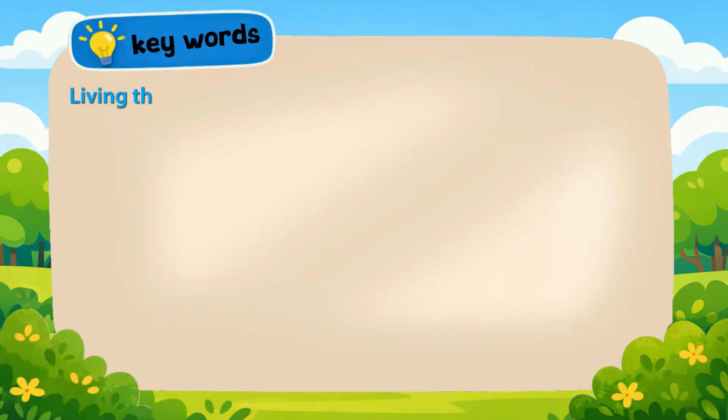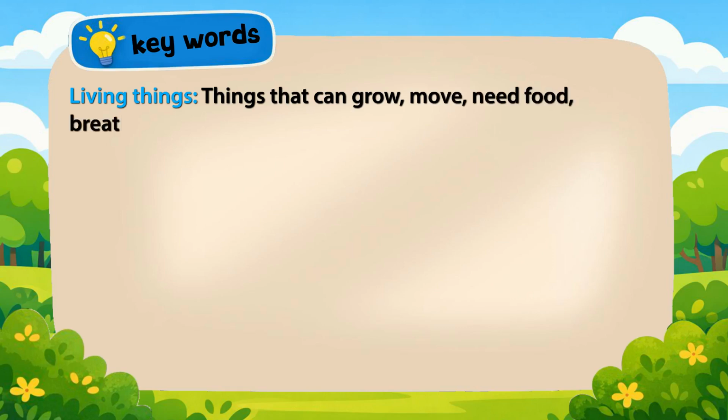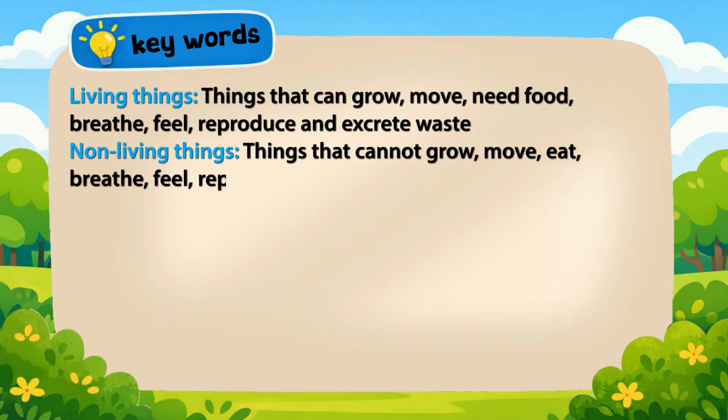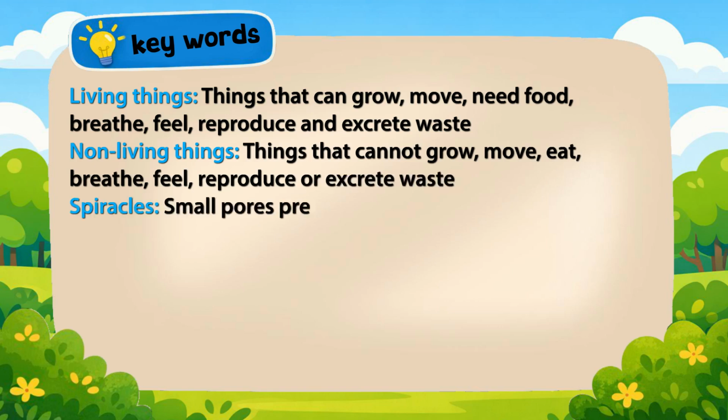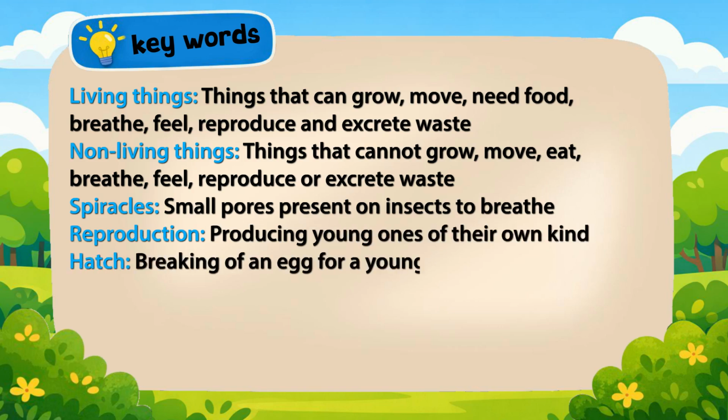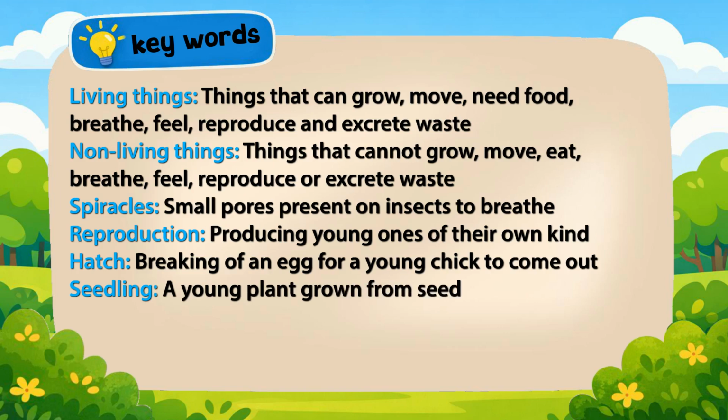Key words: living things. Living things that can grow, move, need food, breathe, feel, reproduce, and excrete waste. Non-living things. Things that cannot grow, move, eat, breathe, feel, reproduce, or excrete waste. Spiracles, small pores present on insects to breathe. Reproduction, producing young ones of their own kind. Hatch, breaking of an egg for a young chick to come out. Seedling, a young plant grown from seed.